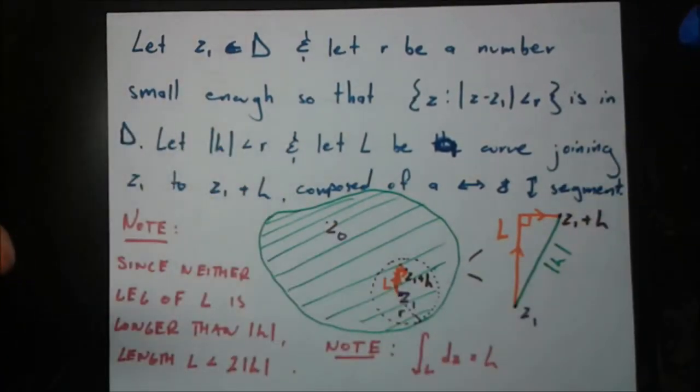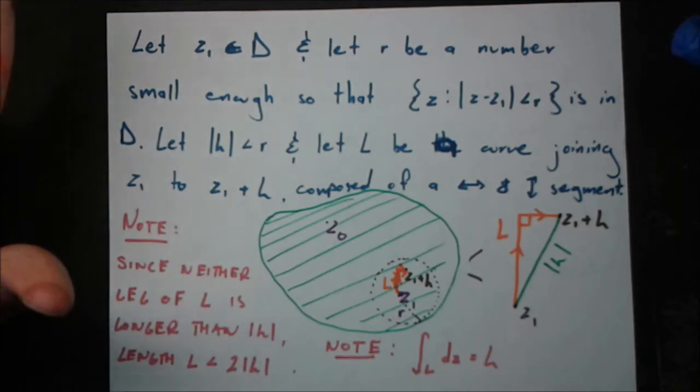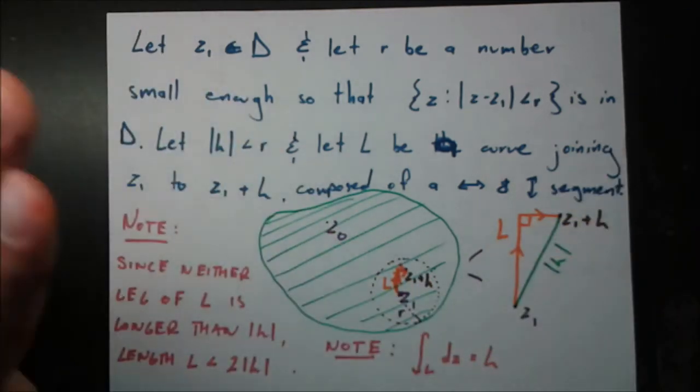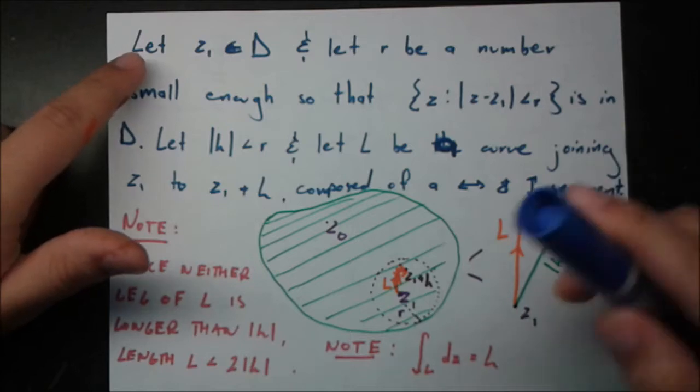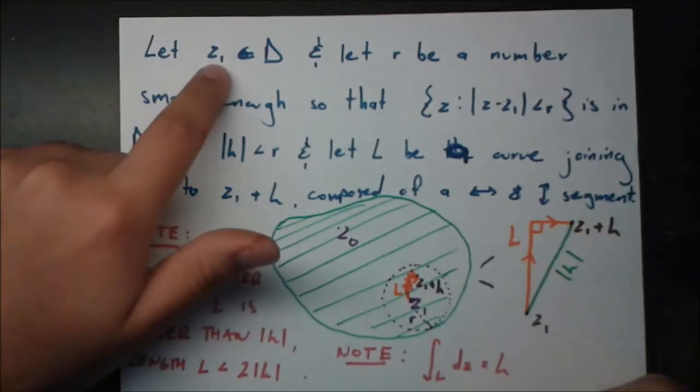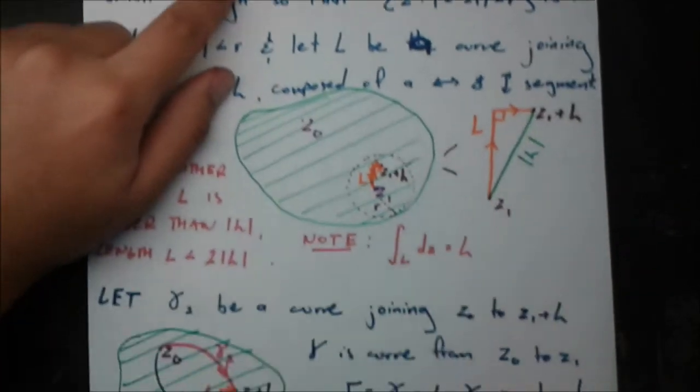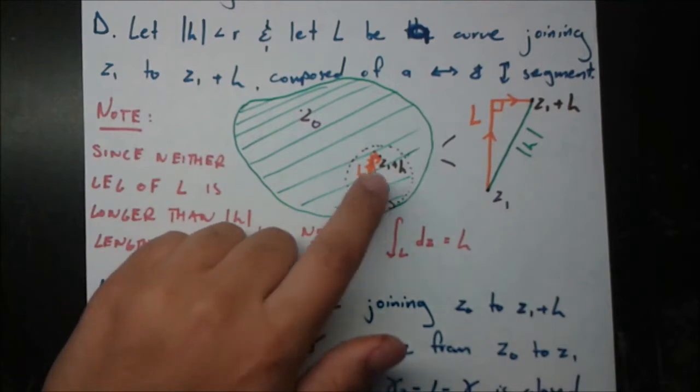So wipe your plate clean. All the definitions of z0 and z, wipe them clean. We're going to start over on our definitions. So next thing we're going to do is say, let z sub 1 be an element of D. So the domain is the same here, and here's z sub 1.